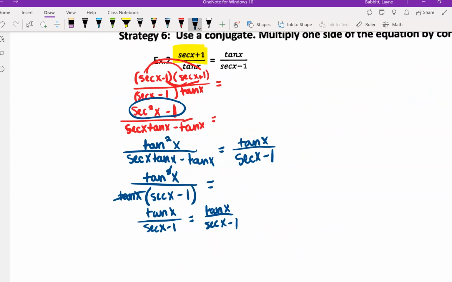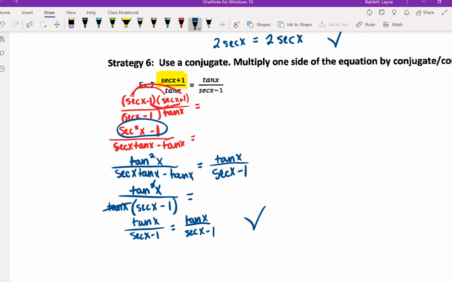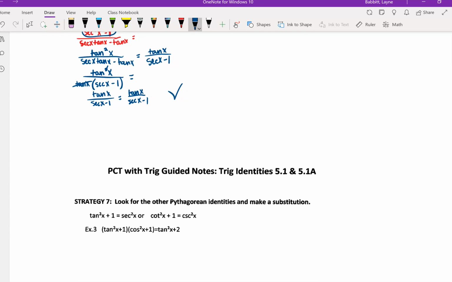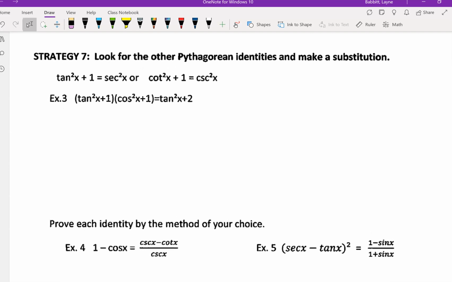All right, I'm going to zoom back out so that you can see that whole thing. Sorry, I got that one to work, check mark. So that was using conjugates, that's strategy number 6. And now finally, we're moving on to our 7th strategy. Look for other Pythagorean identities and make a substitution. These right here are good to reference, also good to memorize. The more you have memorized, the easier these will be for you.